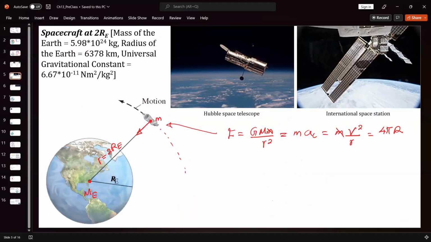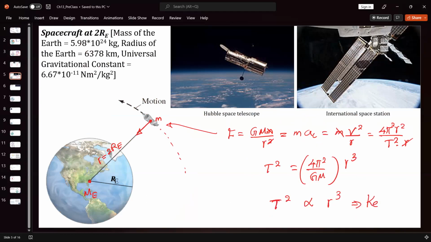4 pi squared r squared divided by T to the power 2 times the small r. Then one of the small r cancels out. If I rearrange this equation, I can find the relationship between the period of oscillation, which should be equal to 4 pi squared divided by GM times the radius to the power cube. Then you can see any orbital period to the power 2 should be proportional to the radius of that orbit to the power cube. This is actually called Kepler's third law.